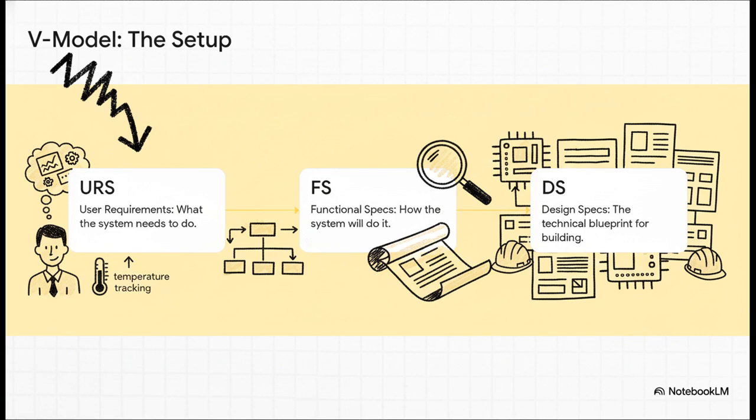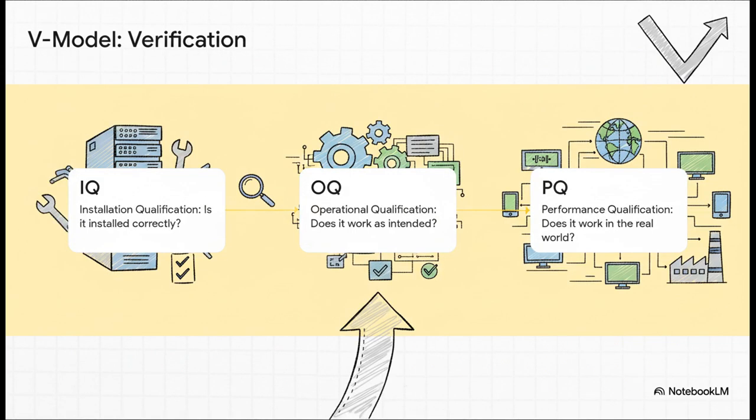And finally, the design specs are the deep, technical blueprints for the developers. Now, once the system's been built, you start climbing up the right side of the V. And this side is all about testing and verification. First is IQ, or installation qualification. Basically, did we install it correctly? Then comes OQ, operational qualification, where you test every single function.